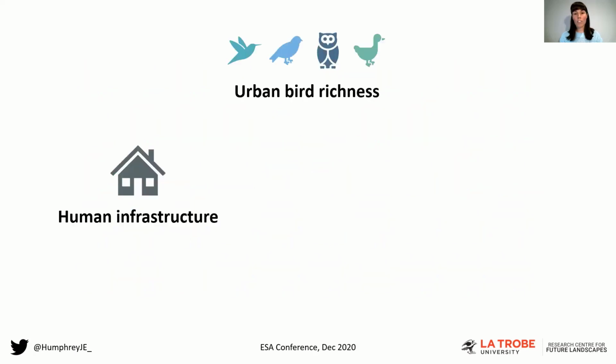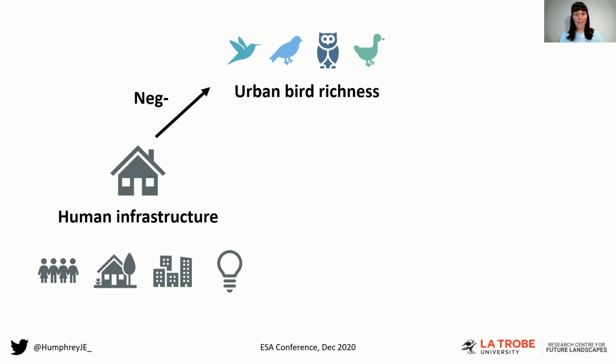There is now a wealth of literature investigating the relationship between urbanization intensity and bird species richness. Urbanization has been quantified in a number of different ways, including human population density, housing cover, the extent of impervious surfaces, and even artificial light at night. Regardless of the method, the consensus is clear. Increases in urban development have a negative influence on avian species richness.